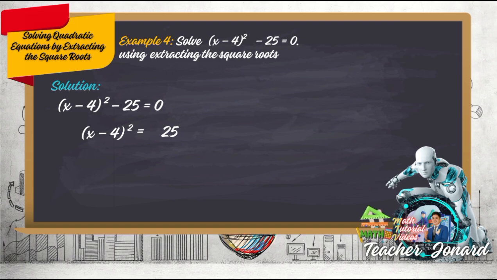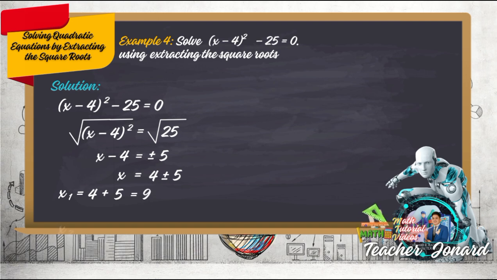Then, extract the square root of both sides of the equation. We have the square root of (x - 4)² is equal to the square root of 25. Then simplify, we have the square root of (x - 4)² is x - 4, is equal to the square root of 25, which is positive and negative 5. Then solve for x, applying the addition property of equality by adding 4 to both sides of the equation. We have x = 4 ± 5. x₁ is 4 + 5 = 9. x₂ is 4 - 5 = -1.